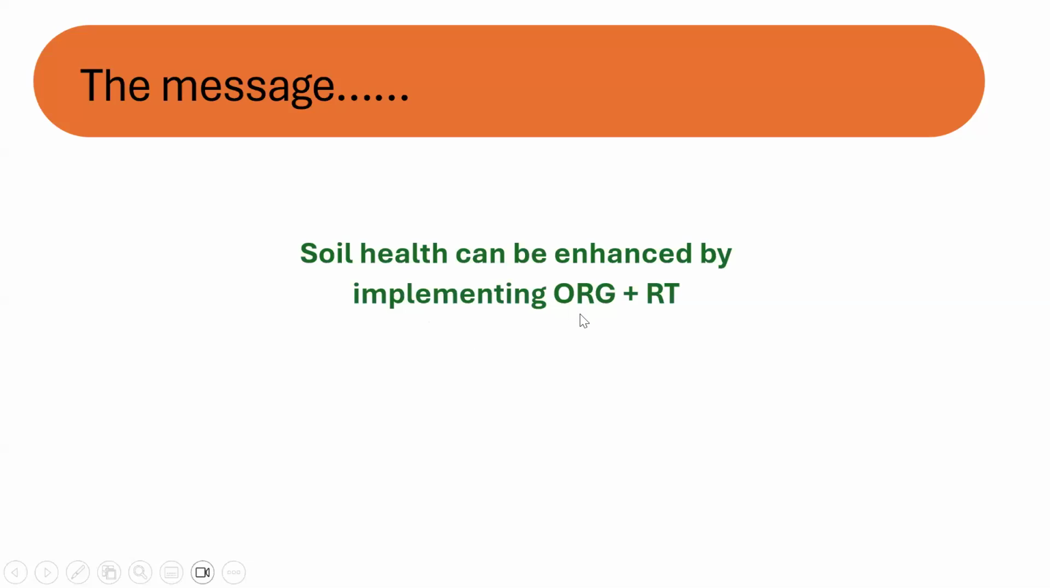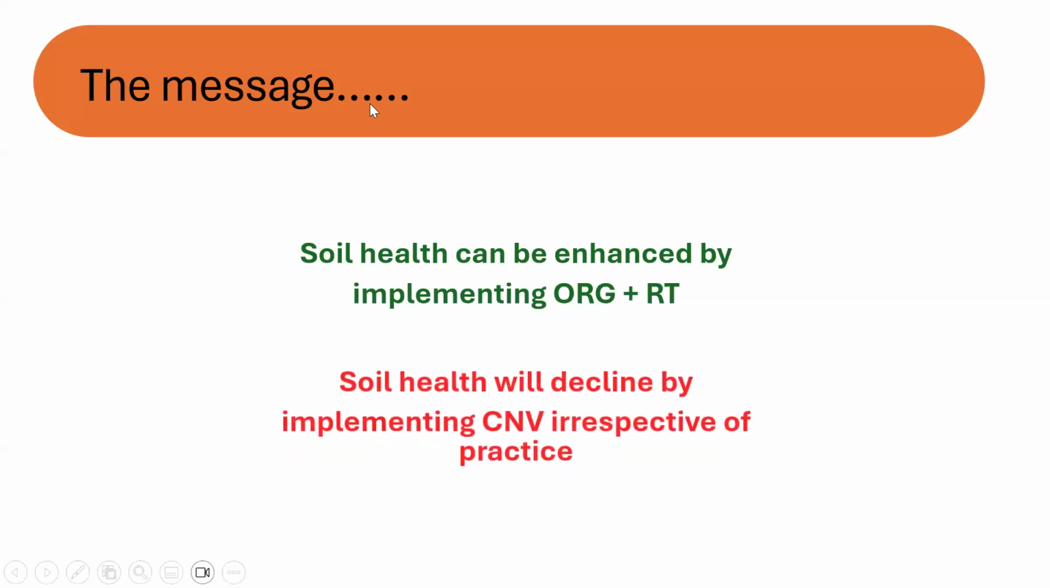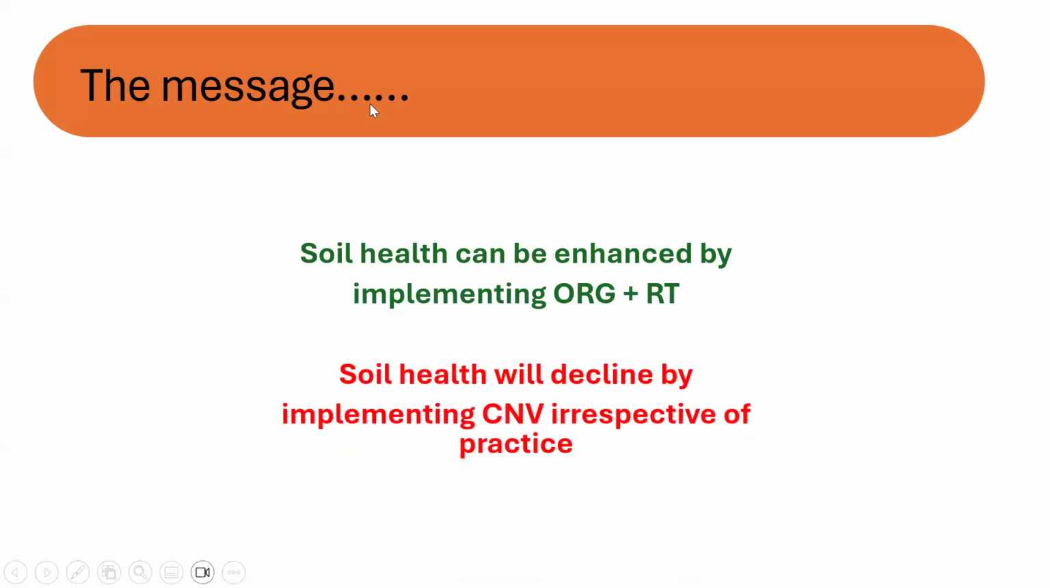Not only organic with intensive tillage, because organic intensive tillage is like taking your check and spending it at the end of the season. You can also decline the soil by implementing different systems, which is the conventional, irrespective of whether you're doing reduced tillage or intensive tillage.